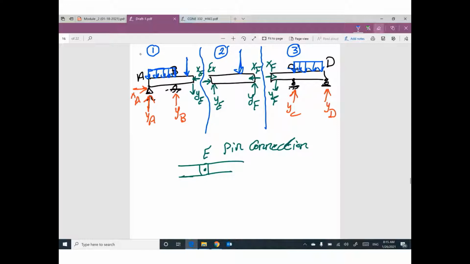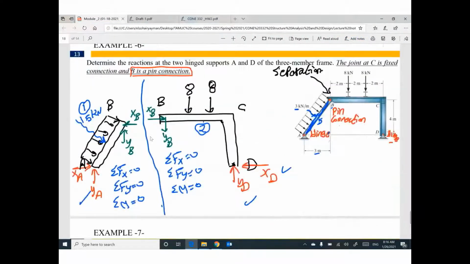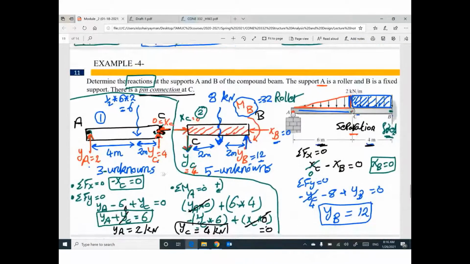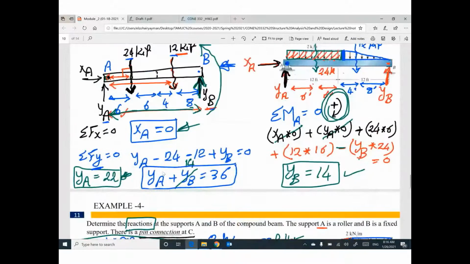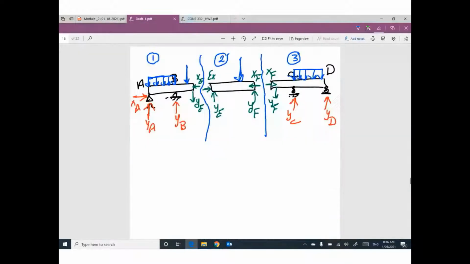Can you solve it or you cannot? What do you think? Do you remember the problem I covered before? Example number 4. We have only 2 parts, but in this case, we have 3 parts. That's fine. For the first part, I'm gonna apply summation f of x equals 0, summation f of y equals 0, summation moment at any point equals 0.